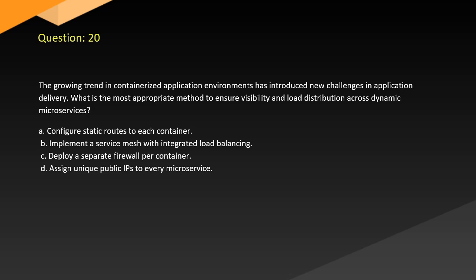Question 20. The growing trend in containerized application environments has introduced new challenges in application delivery. What is the most appropriate method to ensure visibility and load distribution across dynamic microservices? A. Configure static routes to each container. B. Implement a service mesh with integrated load balancing. C. Deploy a separate firewall per container. D. Assign unique public IPs to every microservice.